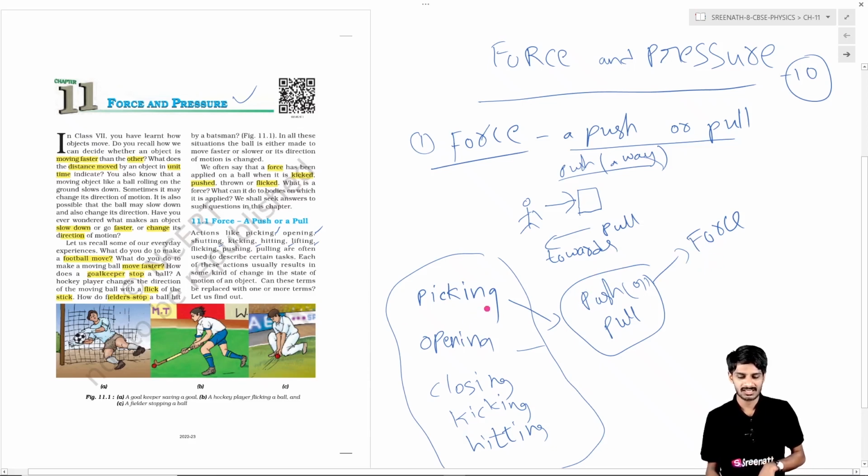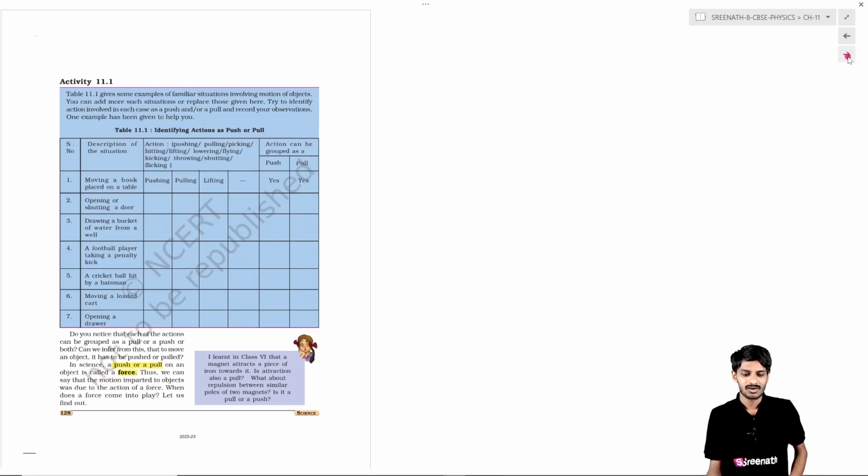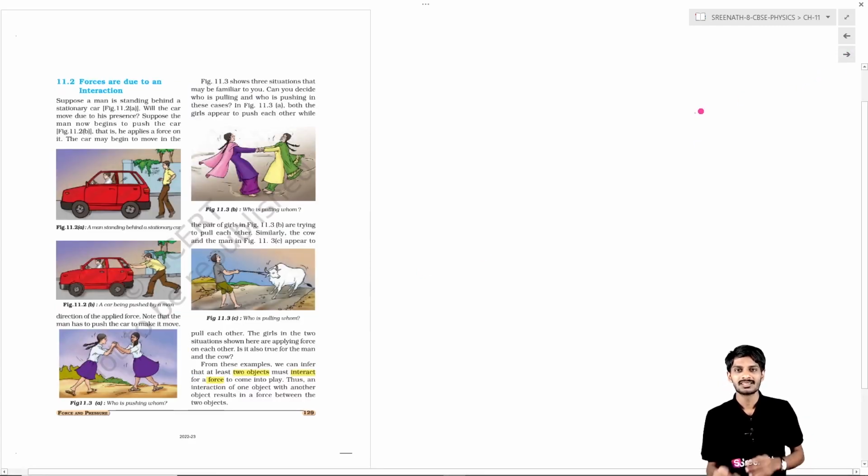In doing so many actions like picking, opening, closing, kicking, in all these actions, what will we do? We will push or pull. That push or pull is called force. So what is meant by force? Force is nothing but a push or pull. A push or pull on an object is called a force. Finally, we have learned about force. Then the first topic is completed. How many topics do we have? Remaining 9 topics.